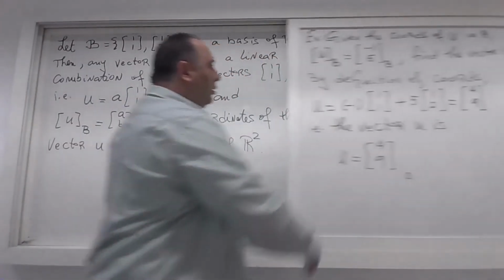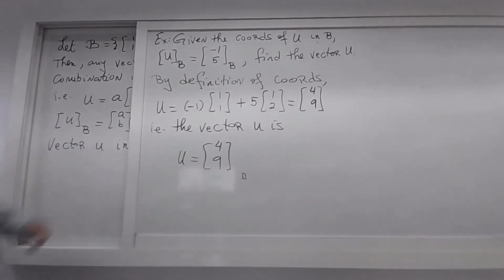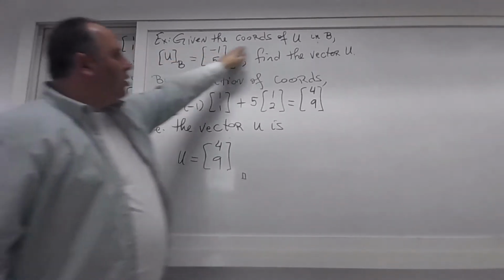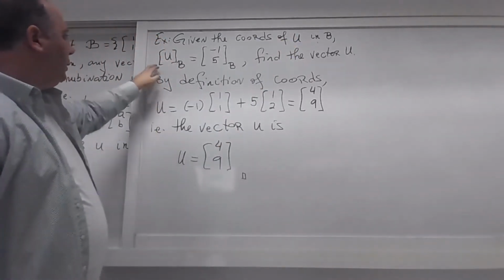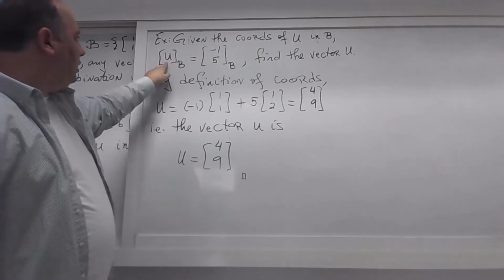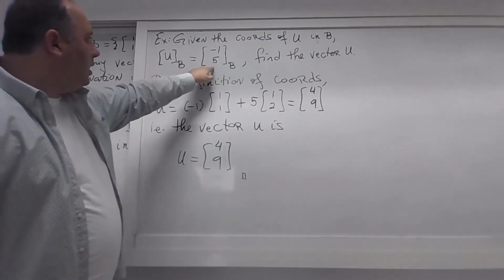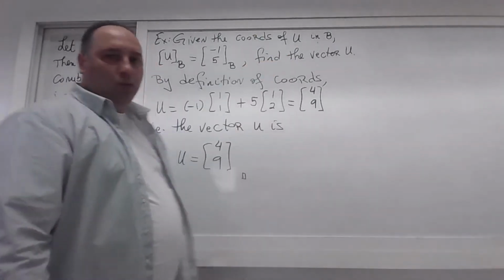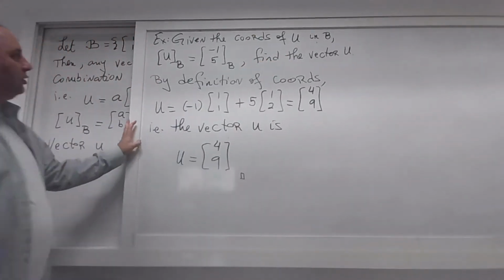Another example. I'm given again the coordinates of some vector U in basis B, and the coordinates are negative 1 and 5. So the coordinates of U in basis B are negative 1 and 5. Find the vector U. Well, that's not complicated.